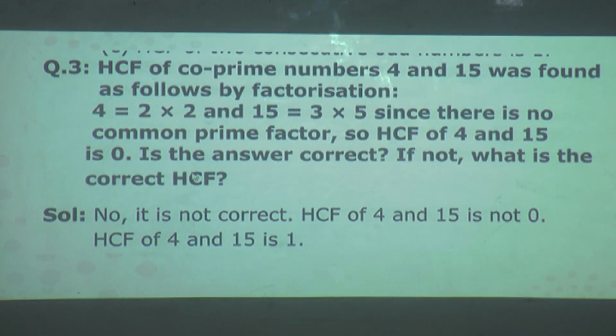See here students, as we know that 1 is divisible by all the numbers. So when we don't have any common prime factor in 4 and 15, because 2 into 2 is the prime factor of 4 and 3 into 5 is the prime factors of 15, we can say that the HCF is 1. As there is no common factor, the HCF of 4 and 15 is not 0. So we can tell that HCF of 4 and 15 is 1.